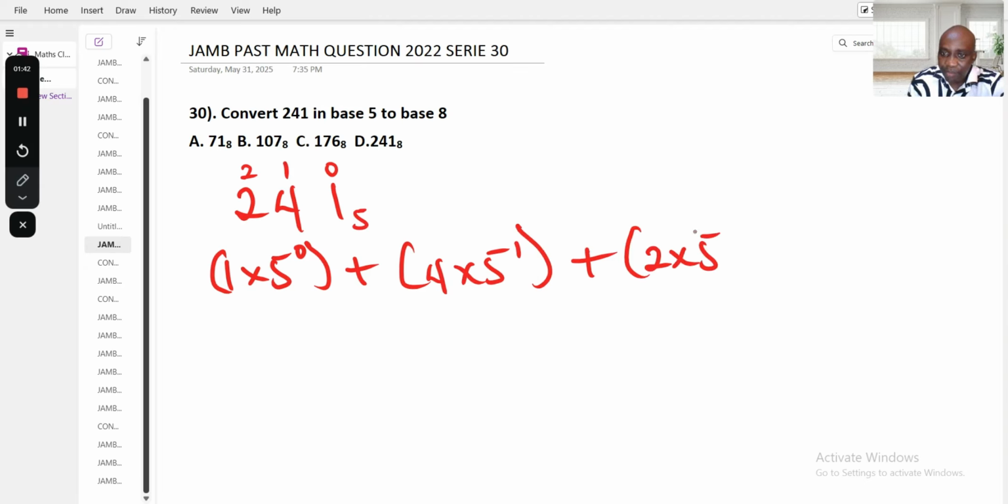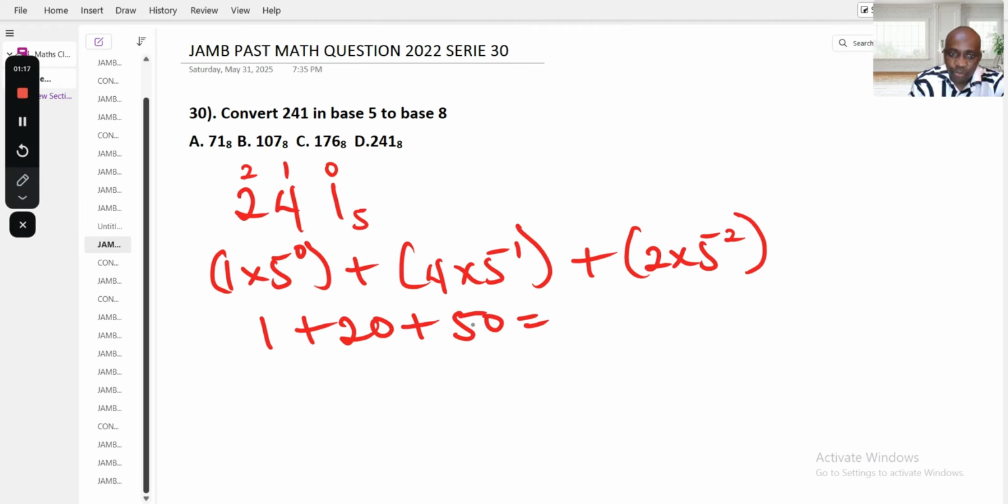2 multiplied by the base. What is under the 2? 2, raised to the power 2. Now anything raised to the power 0, 5 raised to the power 0 is 1. 1 times 1, 1. Plus 4 times 5, 20, plus this one, 5 times 5, 25. 25 multiplied by 2 will give us 50. What will be the total? 71. The total will be 71. We have converted it to what? To base 10. Now let's convert it to base 8, because the question said we should convert it to base what? Base 8.